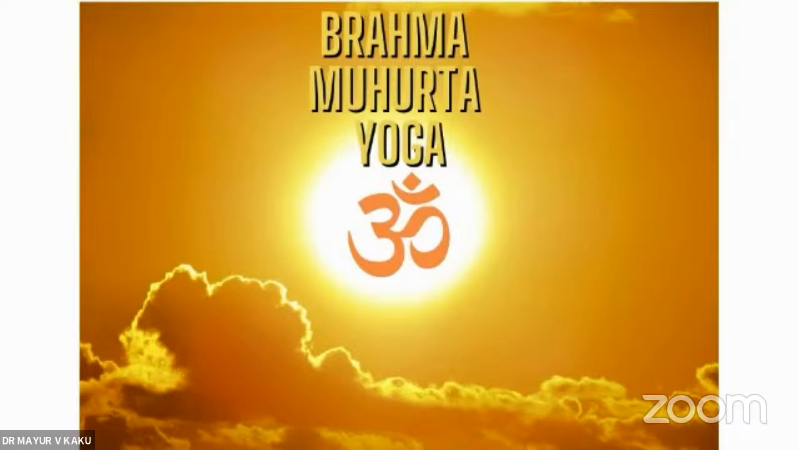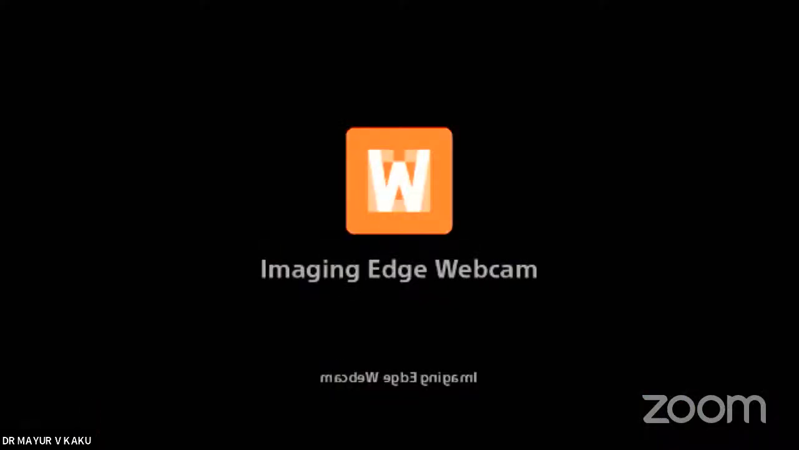Namaste, Suprabhatam. Welcome back once again to Brahma Muhurta Yoga. Now today, as we discussed prior to this, we are going to practice yoga for high altitude adjustment or breathlessness. These things are connected. And we are going to practice that. Before that, we are going to practice Surya Namaskar.